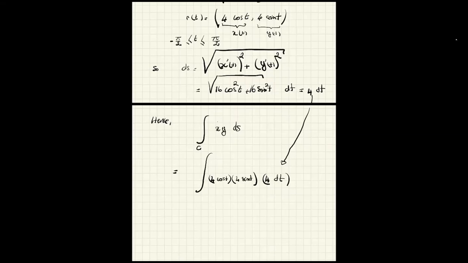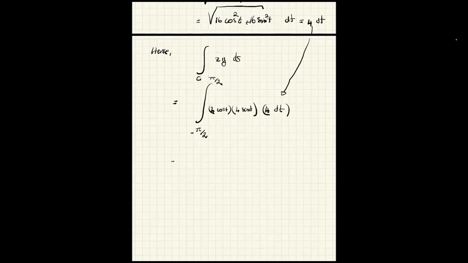So at each T, we have this. And now we integrate over the curve. What is the curve? It goes from minus pi over 2 to pi over 2. Now, once you have done this, that's it. It's just first year calculus. So it's 4 to the power 3 sine square of t over 2.